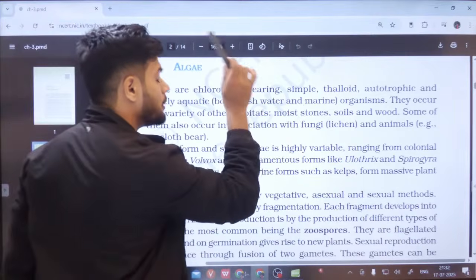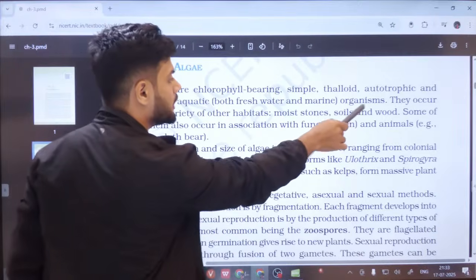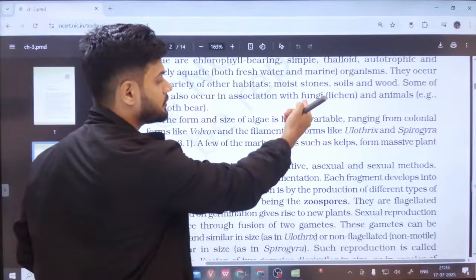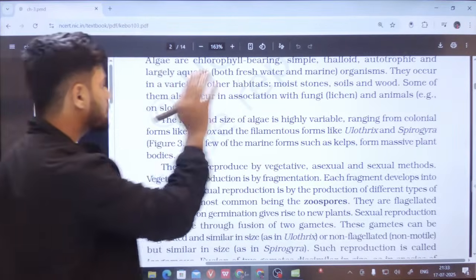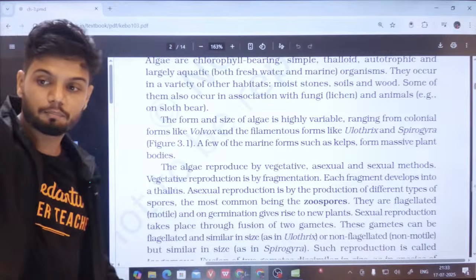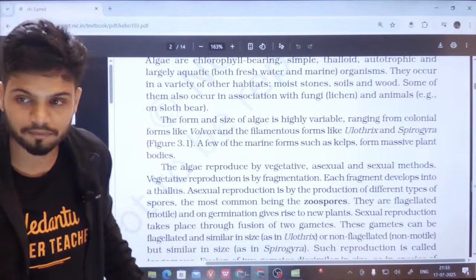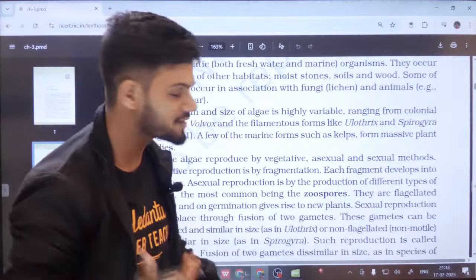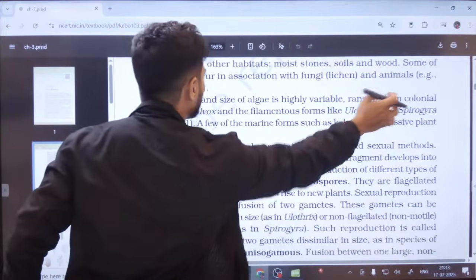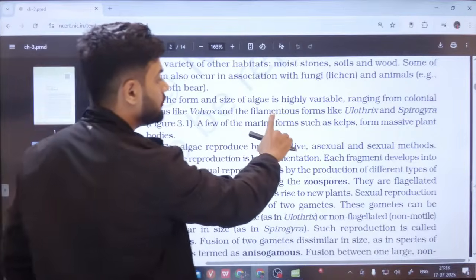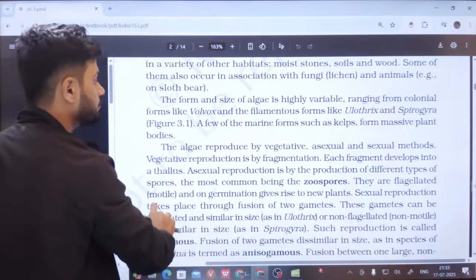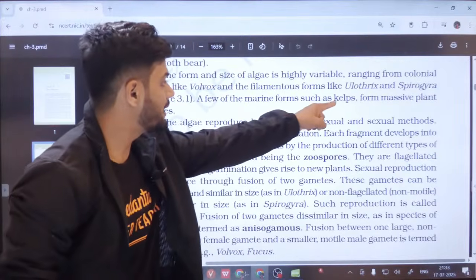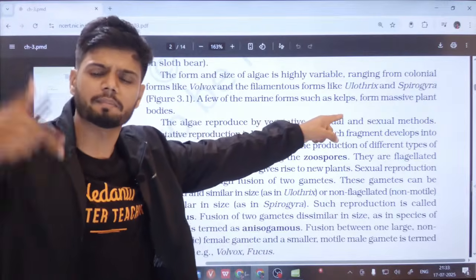What is the habitat? Fresh water and marine, but they can also be found on moist rocks, soil, wood, everywhere. They are also present in symbiotic association with fungus in the case of lichen, or even on the body of the sloth bear. They come in different shapes and sizes. They can be colonial, like Volvox, filamentous, like Ulothrix and Spirogyra, or they can be hundreds of meters tall, like giant kelps. Giant kelps are massive plants, 100 meters tall.